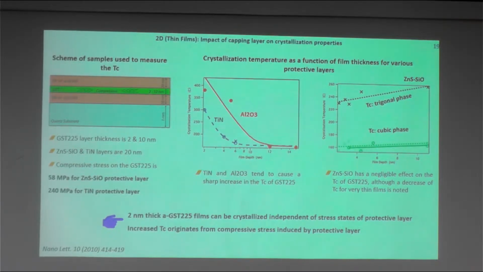And they also found and discussed that the increase of TC originates from the compressive stress induced by the protective layer. So they claim that it's not only the effect of the size on the increase of crystallization temperature, but the protective layer might also impact the crystallization temperature.